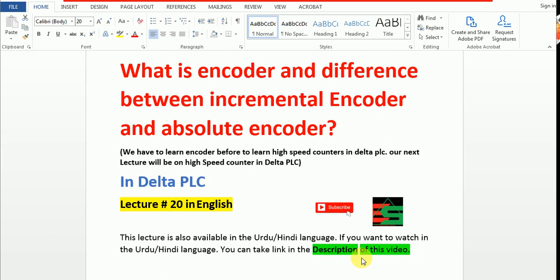Today our topic is encoder: what is an encoder, and the difference between an incremental encoder and an absolute encoder. The high-speed counter in Delta PLC is used mostly for encoders, so we have to learn encoders before learning the high-speed counter in Delta PLC. Our next lecture, lecture number 21, will be on the high-speed counter in Delta PLC.